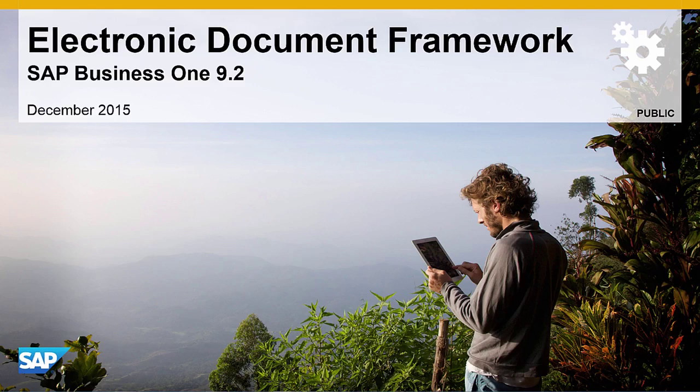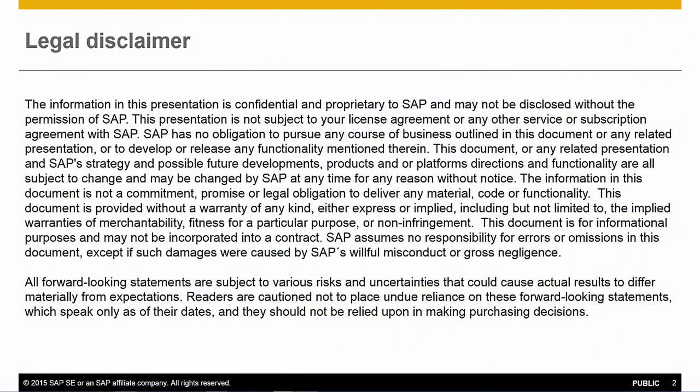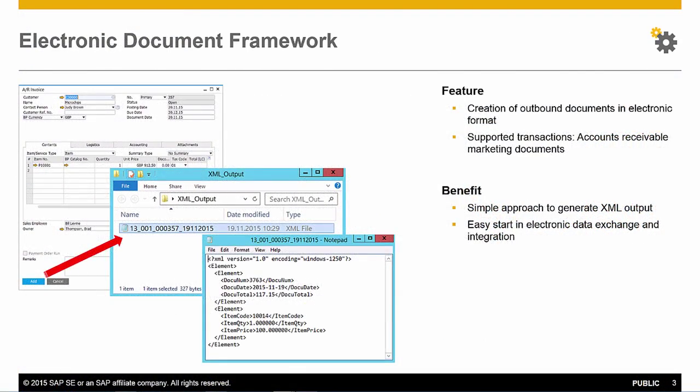Welcome to our feature clip on the electronic document framework for SAP Business One Release 9.2. With the electronic document framework, you can generate XML files for your transactions for integration purposes. It supports all accounts receivable transactions on the customer side, like quotations, sales orders, deliveries, and invoices.